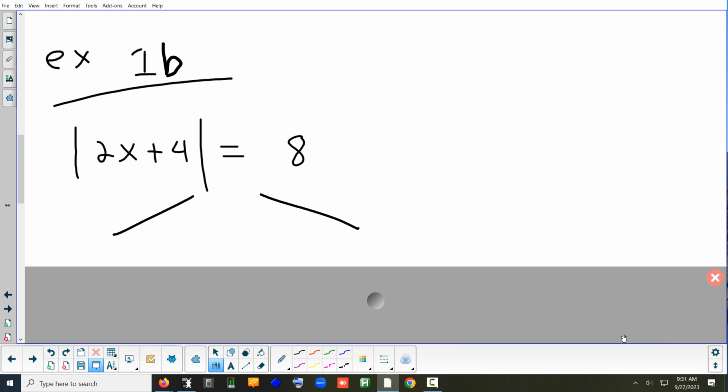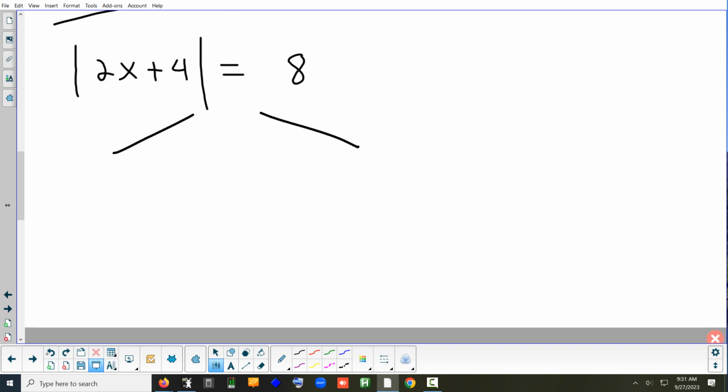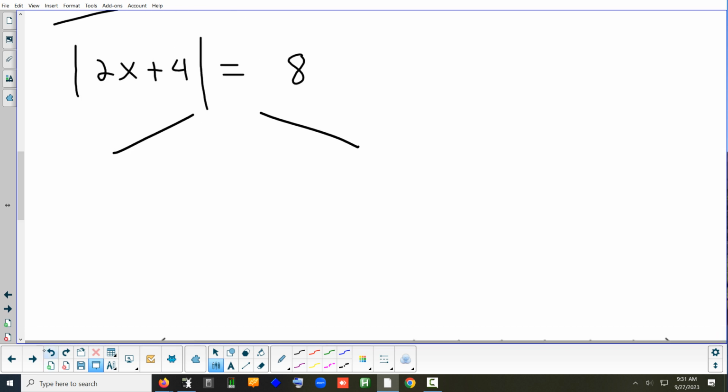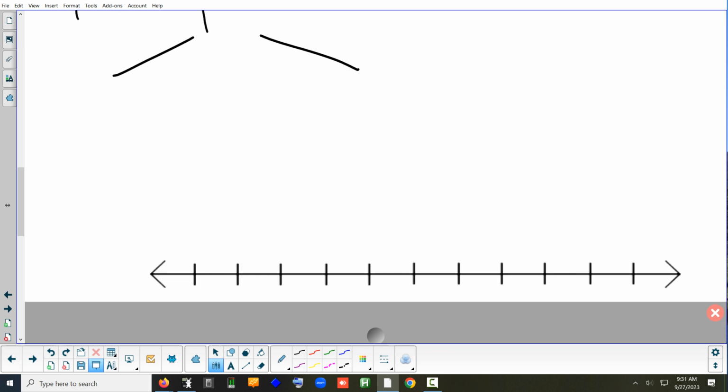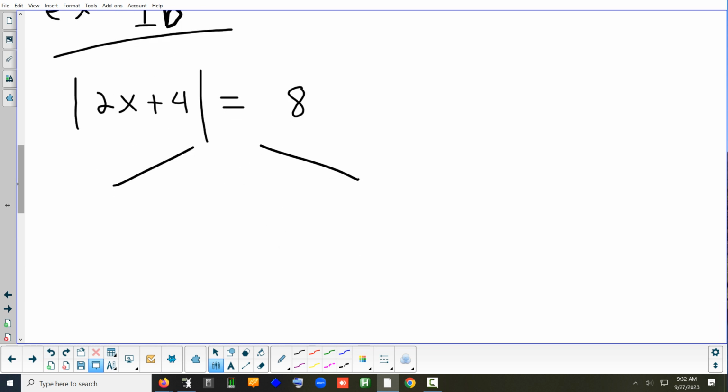All right, let's take a look at this one. Again, the absolute value was by itself. What was the first equation that people split this one up into to get rid of the bars? Yep, 2x plus 4 equals 8. Perfect. And what was the second equation? 2x plus 4 equals negative 8.